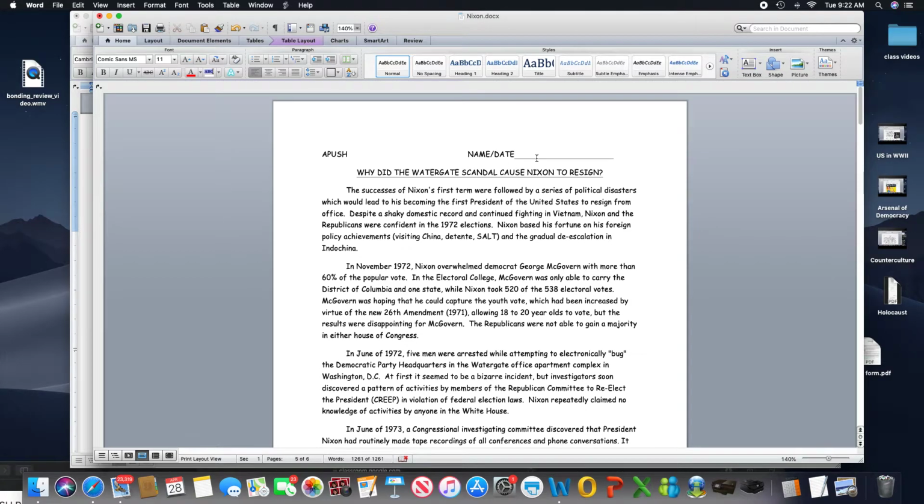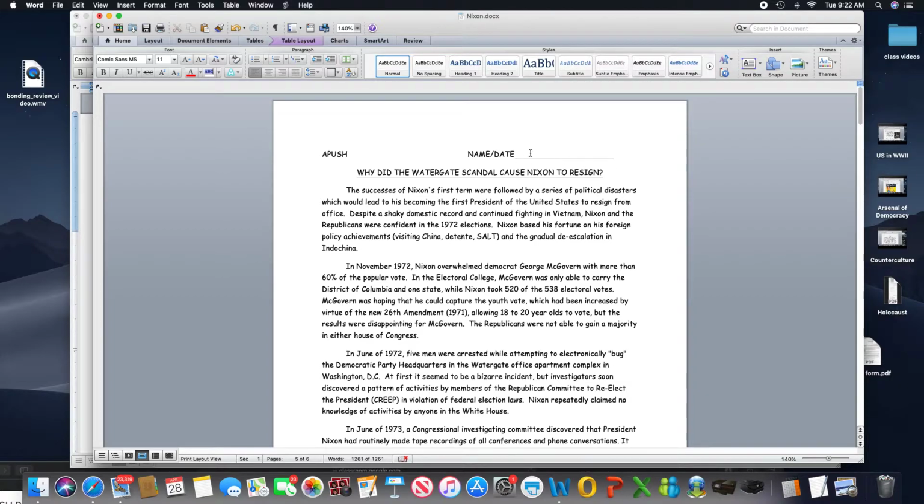Watergate scandal and why it caused Nixon to resign. And I just want you to keep in mind that the Watergate scandal was one of many associated with the Nixon administration. But when it all came out, many other crimes were revealed. And so that also had a lot to do with the reason why Nixon resigned.